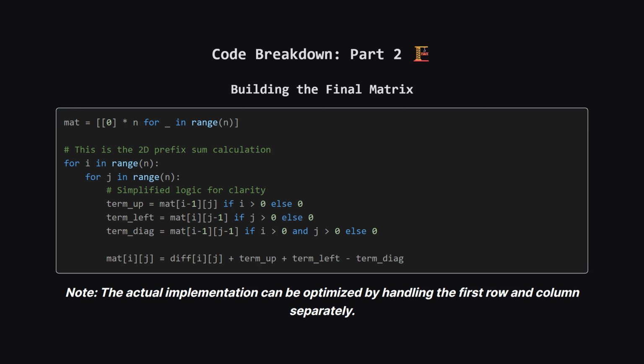In the second half, we create our final matrix. Then, we loop through every single cell to calculate its final value. The code here is a direct translation of the prefix sum idea.